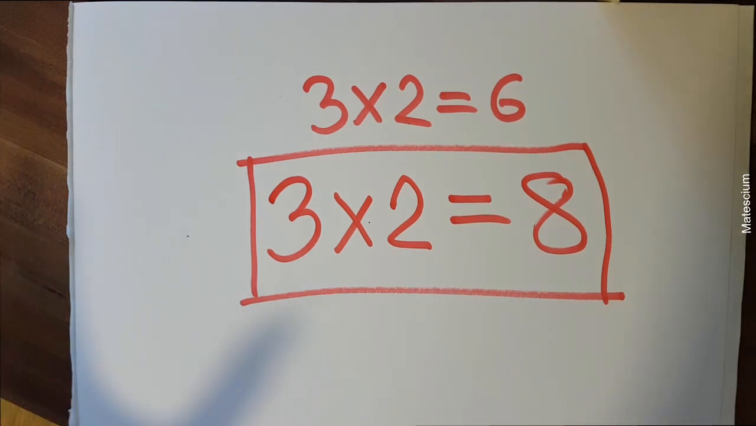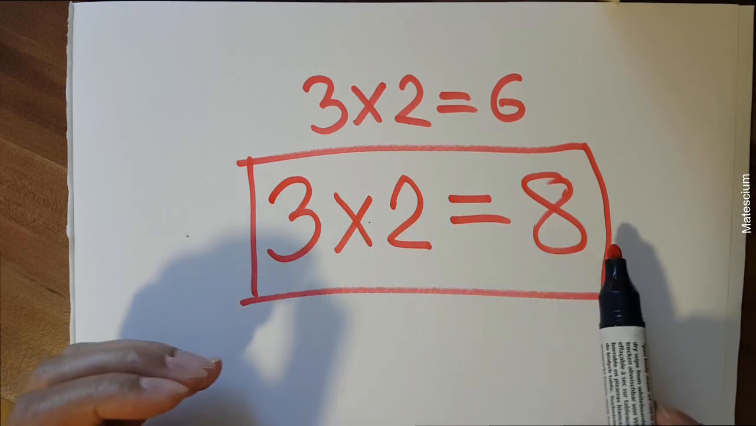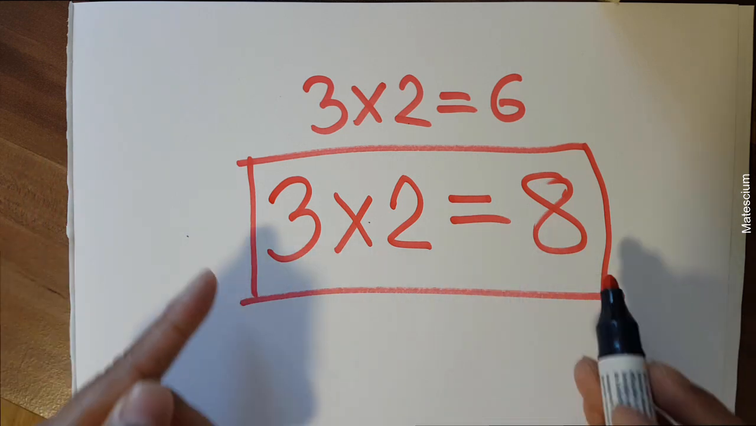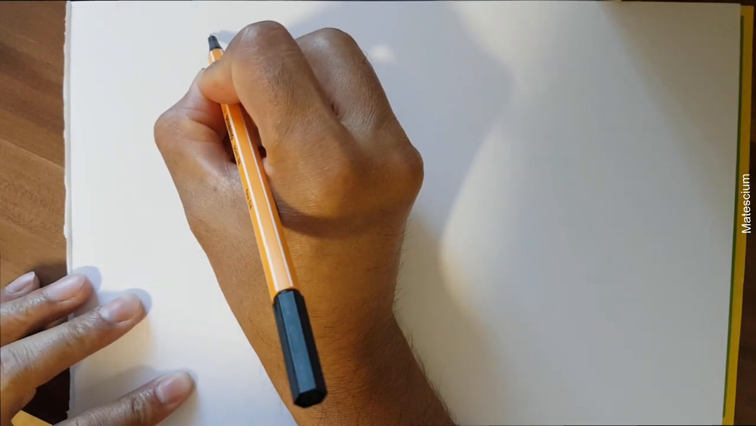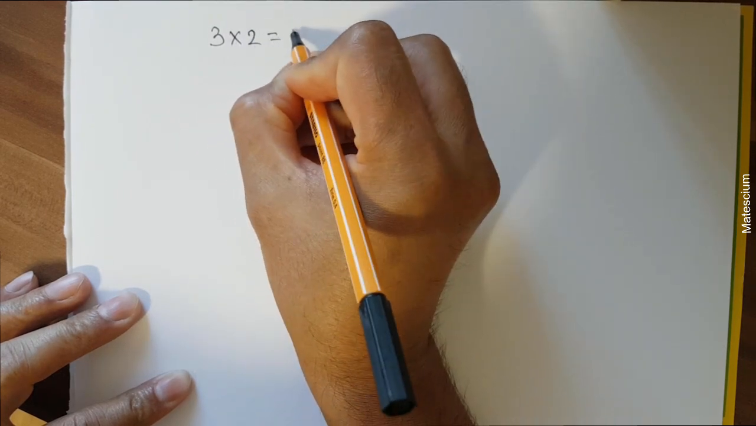Today's video is all about revealing the mistake that I made during the calculation of 3 multiplied by 2 is equal to 8. So stick with me and see how I reveal the mistake in this calculation. Before that, I want to go through the entire mathematical calculation once again. I started with this one, 3 multiplied by 2 is equal to 6.